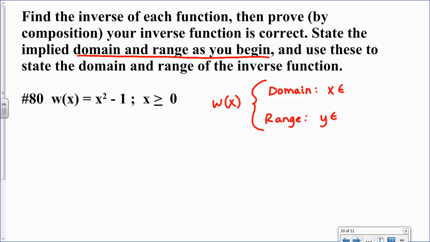Okay, what type of function is w of x? X squared minus 1 is quadratic. Typically quadratics have a domain of all real numbers, but I have a restriction. So this is my domain: x squared is greater than or equal to 0. That means bracket at 0 goes to positive infinity.